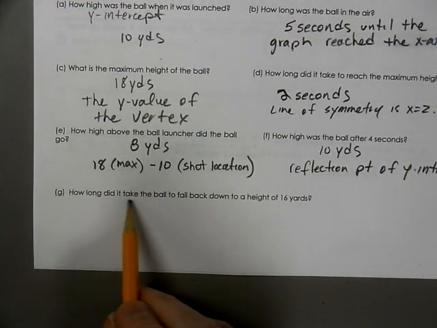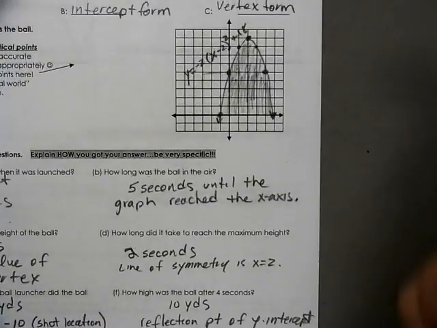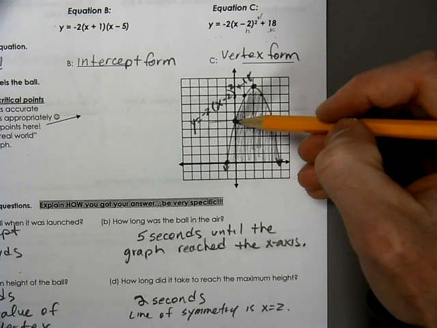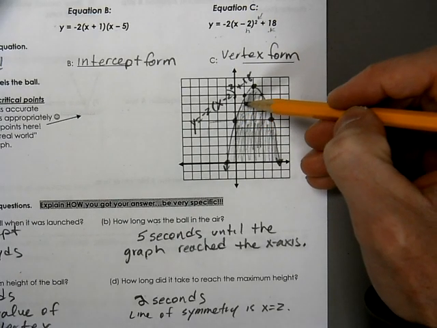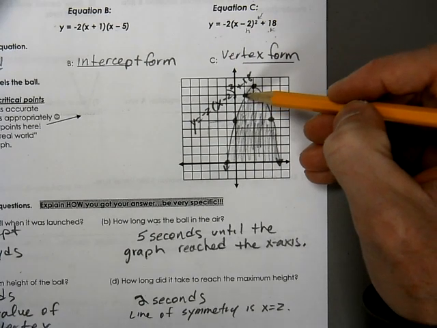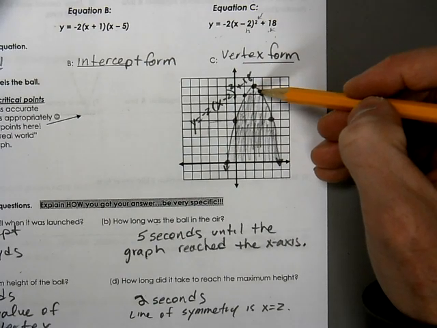How long did it take the ball to fall back down to a height of 16? Well, we're at a height of 10. 1 second, that was 12, 14, 16. In 1 second, it reached up to 16. Then it reached up to 18 after 2 seconds. Back down to 16 after 3 seconds.